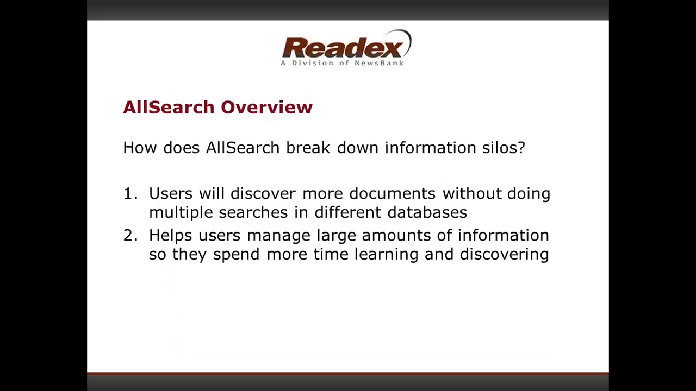First of all, it provides users with the means to discover more documents without doing multiple searches in different databases. If a user goes into a database thinking, I'm only going to do research on newspapers, in AllSearch they'll get newspapers, but they may get other documents from other databases as well, expanding their research horizons around a topic and learning that there's more to their topic than just what they're learning in the newspapers. At the same time, as we'll see, there's often a challenge when you have large amounts of information. When you're searching multiple collections, you can get large results lists. AllSearch also takes that into account and helps users manage large amounts of information.